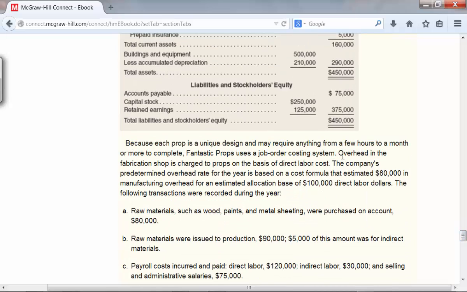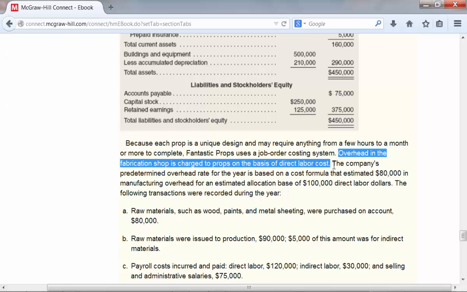It says here that overhead in the fabrication shop is charged to props on the basis of direct labor cost. So the cost driver for overhead in this example is direct labor dollars. Dollars paid to your employees who directly work on the product.